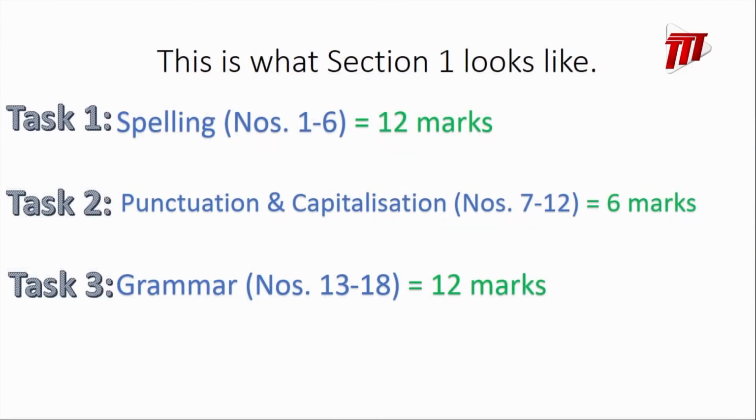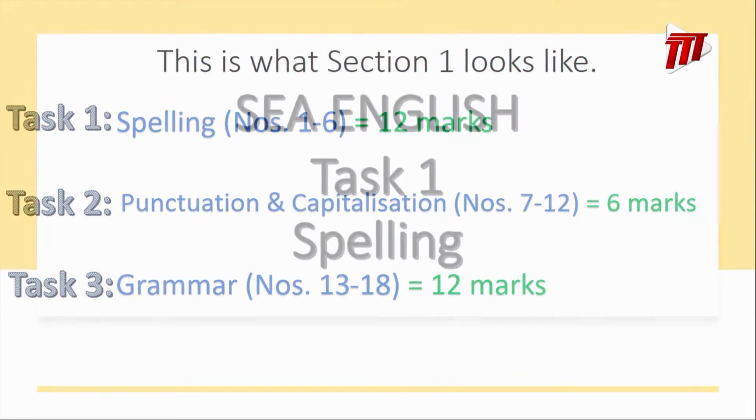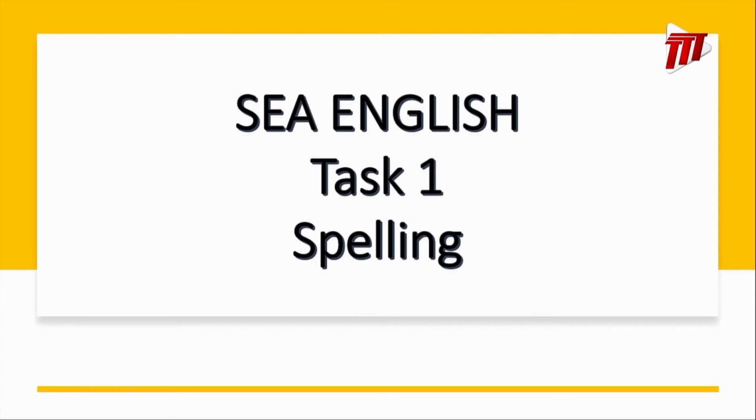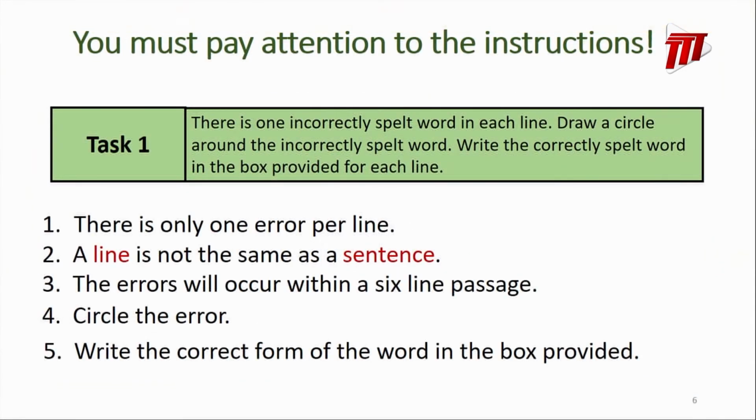So what are we doing today? We're looking at section 1 of the language arts paper. Let's just do an overview of what section 1 looks like. Remember, there are 3 tasks to perform in this section, and each task has a certain number of marks that you want to get. In total, it's 30 marks. You want to get all 30 marks. The first task, spelling. The second, punctuation and capitalization. The third, grammar. So let's look at task number 1, spelling.